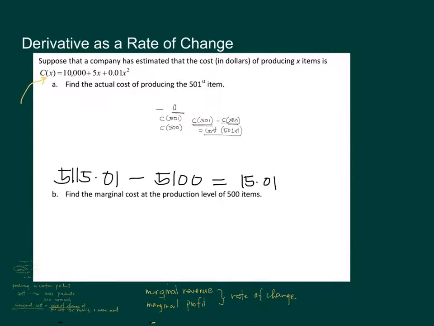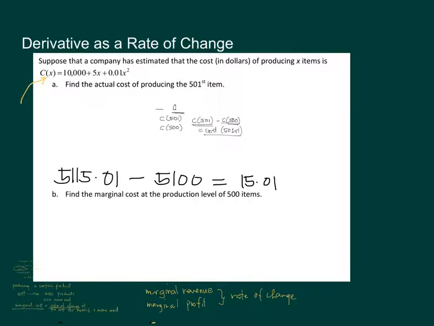Okay, so that means if you are going to produce an additional item after producing 500 items, it will require you to spend $15.01 or $15. Okay, so that's the cost of producing the 501st item. Now, take note that in looking for that cost for the 501st item, there were many steps to find the 15.01, the additional cost of producing that item.